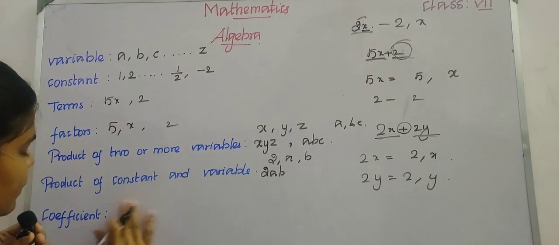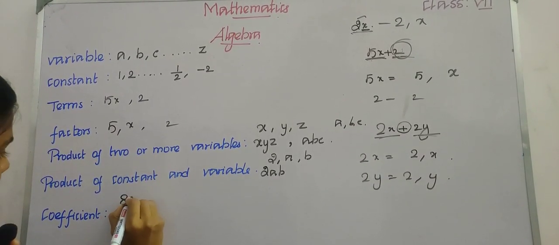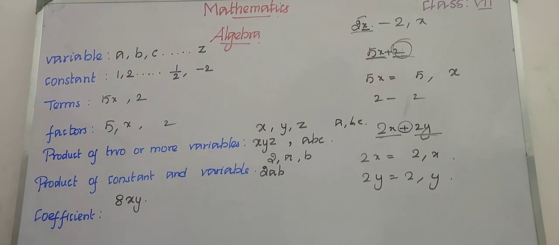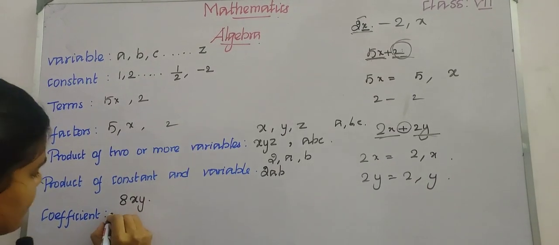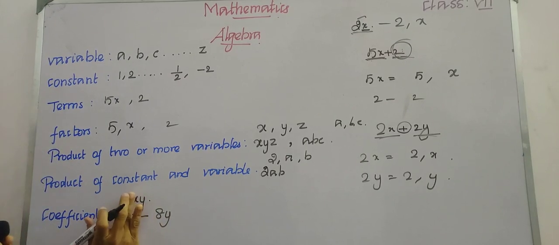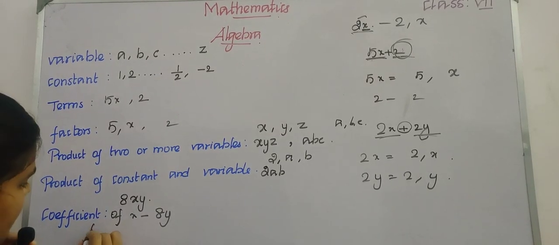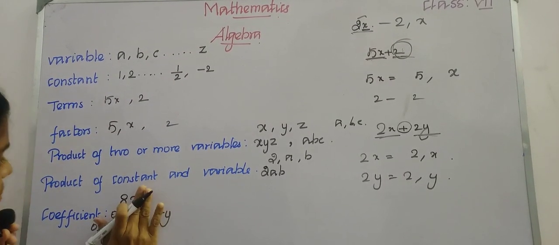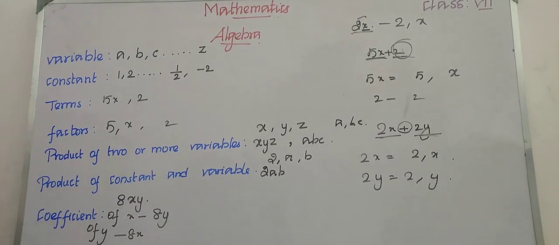Now simply I am asking. 8xy is the term we are having. Now, say me, the coefficient of x. Coefficient of x is 8y. Simply we need to cut this x and you need to say the other variables, 8y. Coefficient of x is 8y. And if I am asking about coefficient of y, what will you write? Simply just hide this y, remaining 8x, right? So 8x is the coefficient of y.